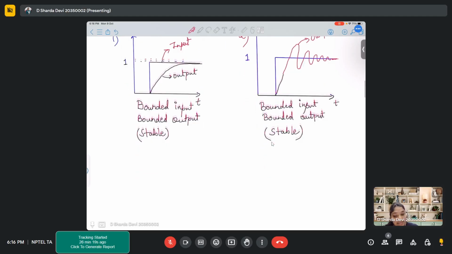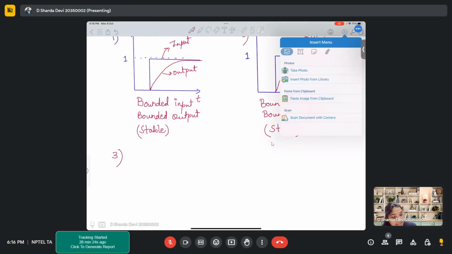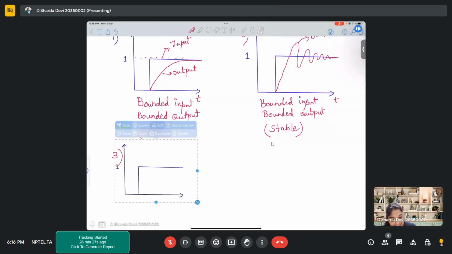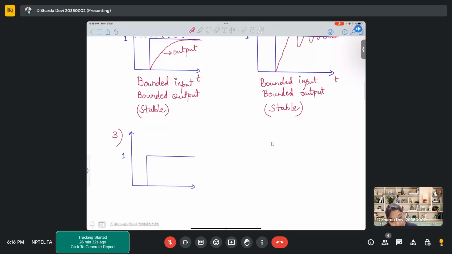Okay. Now moving to your third case. So similar to the second case, let's say you have again applied the same input, but your output is like, it was rising, then it started oscillating around your input. But unfortunately, what happened? Your oscillations were sustained. That means your amplitude of oscillation remains constant throughout. Now, what type of situation is this?